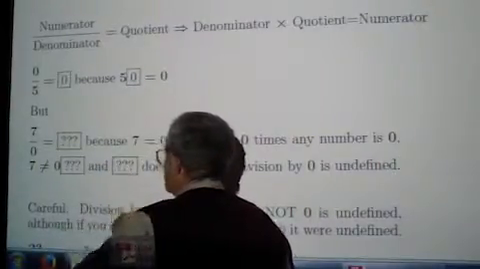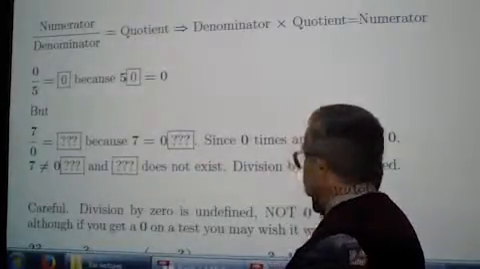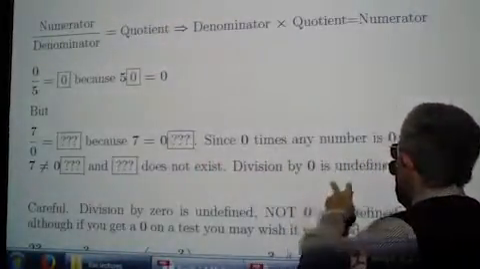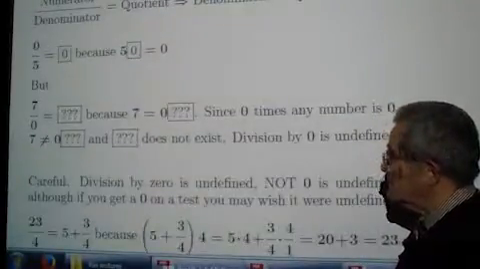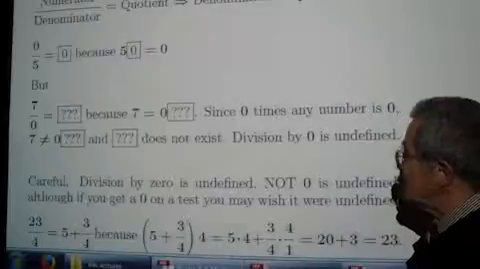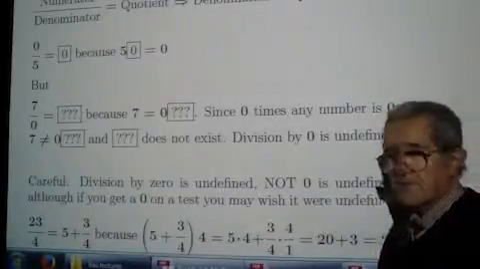What is the number in the box? There is no such number in the box. This number does not exist. That means that division by 0 is undefined. Be careful. I said division by 0 is undefined. I did not say 0 is undefined.